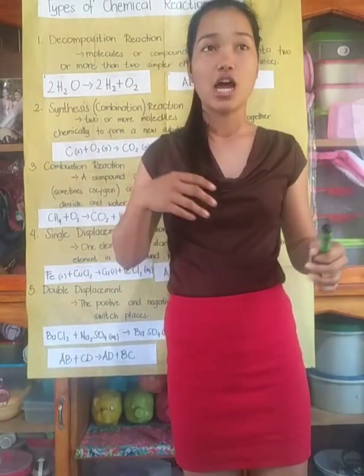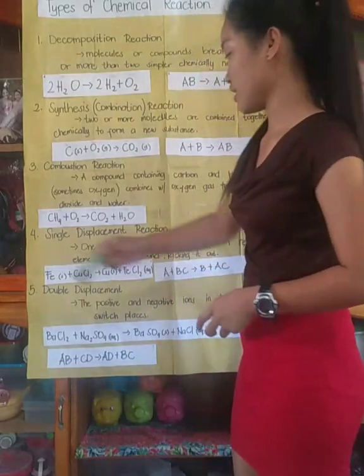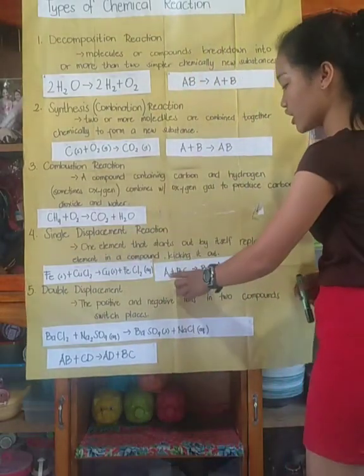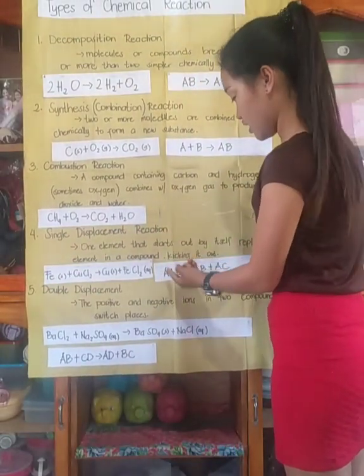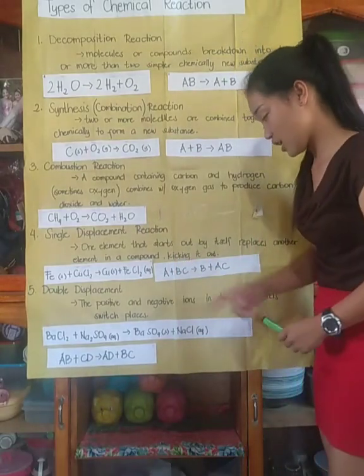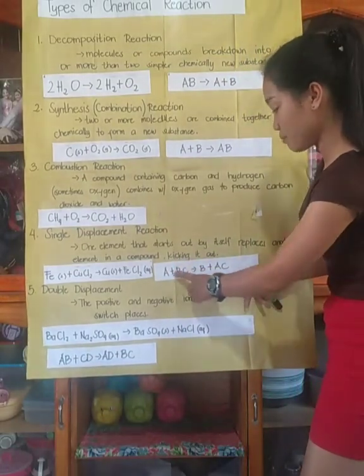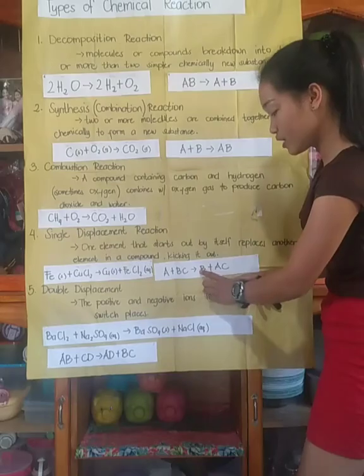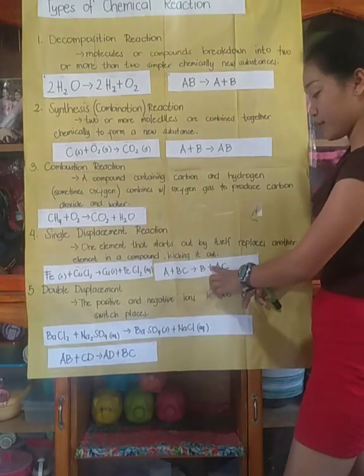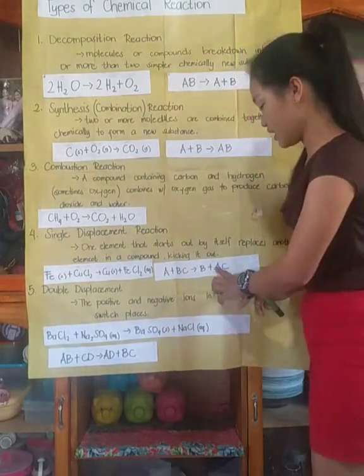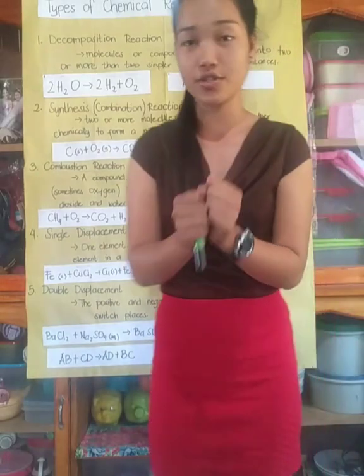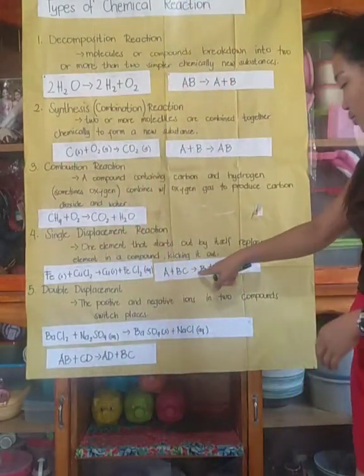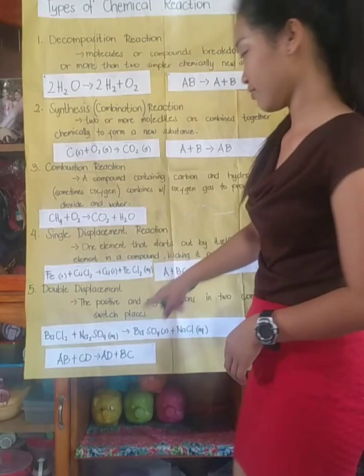There is a replacement in the single displacement reaction. On the other hand, it is A plus BC, and then this B, we're going to put it there, plus the A and the C will combine together. So that is why we will have this.